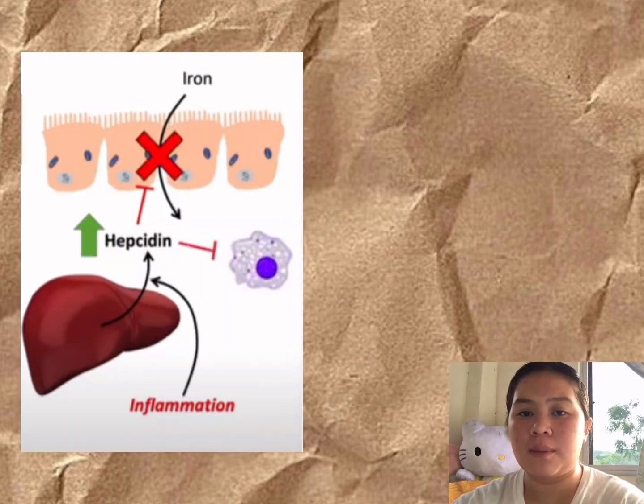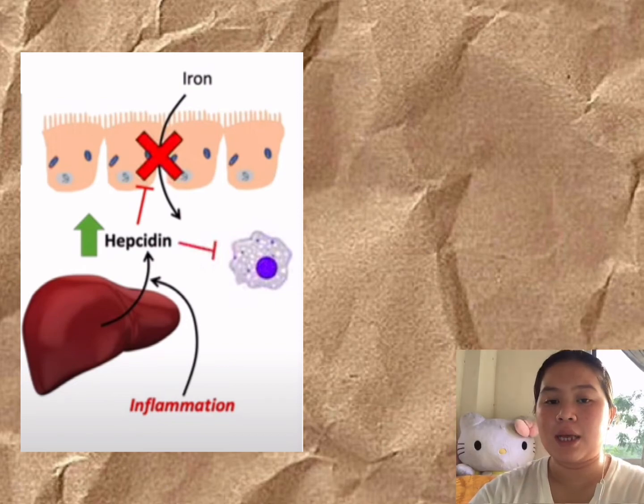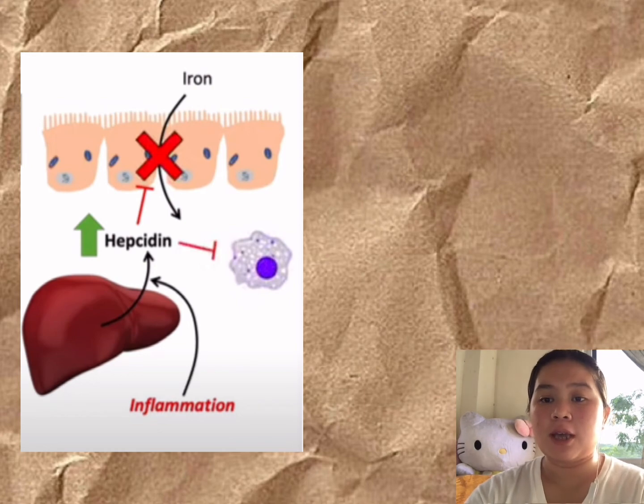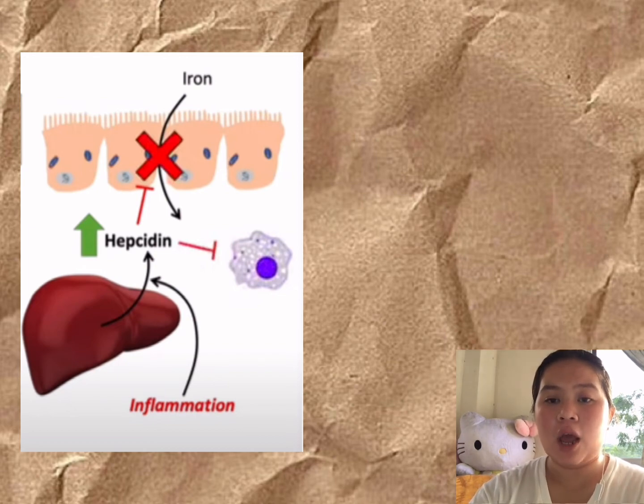Hepcidin can also inhibit the release of iron from macrophages, these white blood cells, so there's a lot of iron that becomes trapped within macrophages. Because of these two mechanisms, there's not going to be enough iron available for production of red blood cells. Red blood cells need iron to be produced because iron makes up the structure of hemoglobin. Because of this, we're going to see fewer red blood cells being produced than there should be.